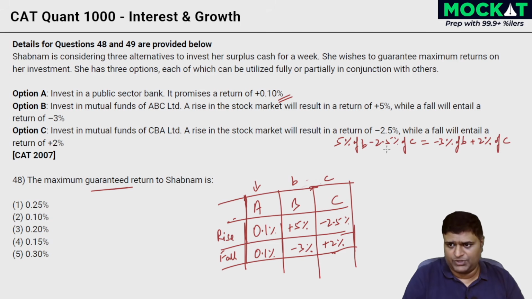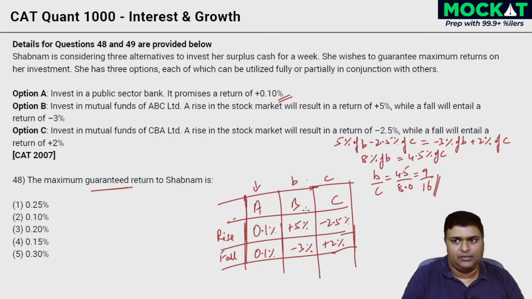Just take a look at it. What's going to happen now? If we bring the B to one side, we're going to get 8% of B, right? Equals, take the 2.5 there, you get 4.5% of C. And what we are getting over here is B by C. B by C is 4.5 by 8, right? Which can be written as 45 by 80. And if you simplify, divide by 5, you're going to get 9 by 16, right? 9 by 16.